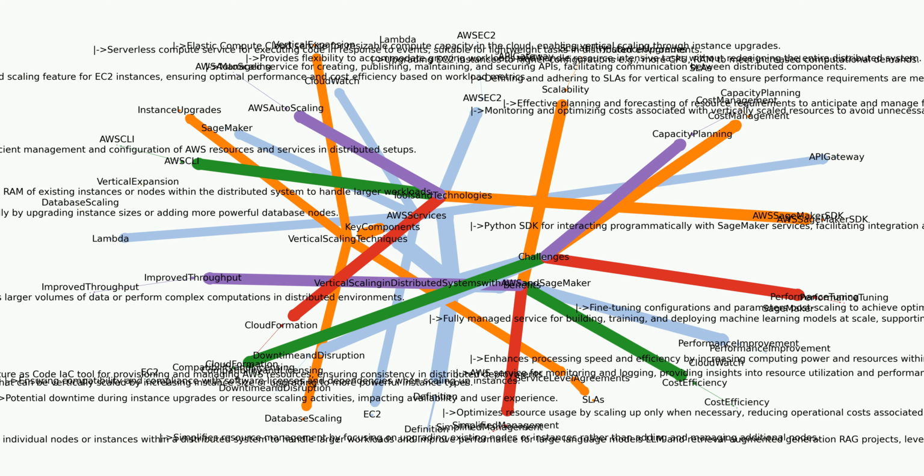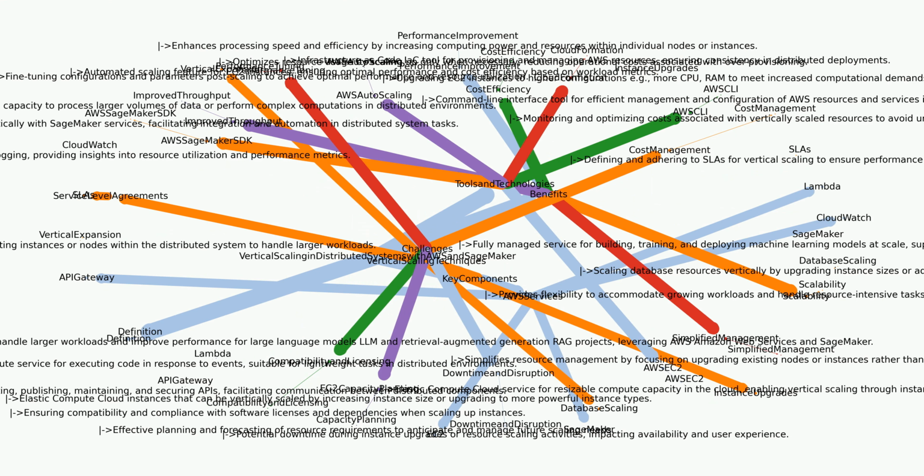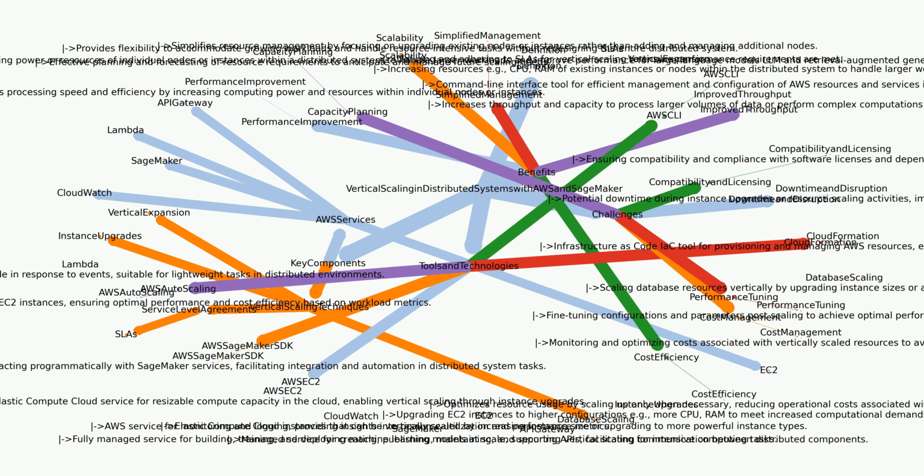EC2, Elastic Compute Cloud instances that can be vertically scaled by increasing instance size or upgrading to more powerful instance types. Lambda, a serverless compute service for executing code in response to events, suitable for lightweight tasks in distributed environments. API Gateway, a managed service for creating, publishing, maintaining, and securing APIs, facilitating communication between distributed components. CloudWatch, an AWS service for monitoring and logging, providing insights into resource utilization and performance metrics.